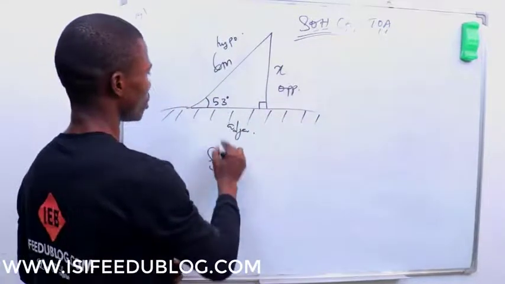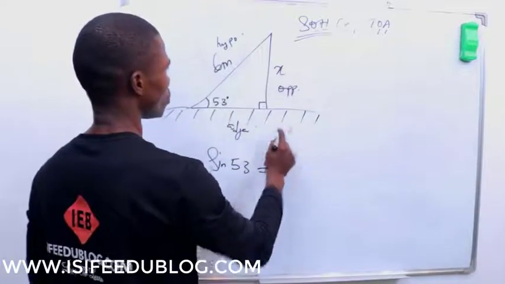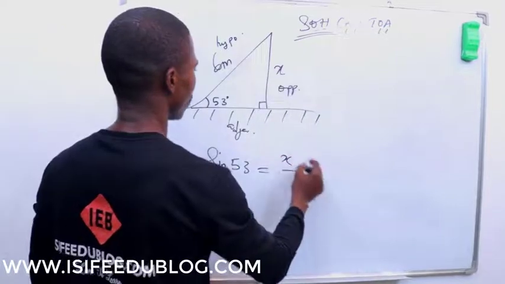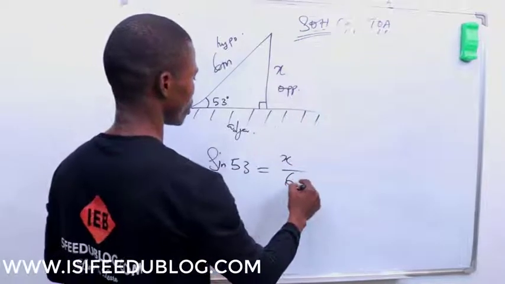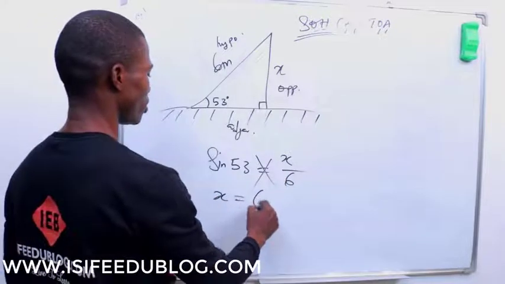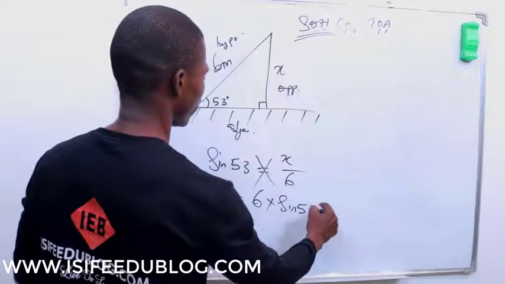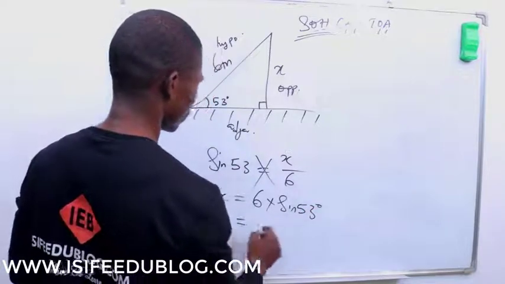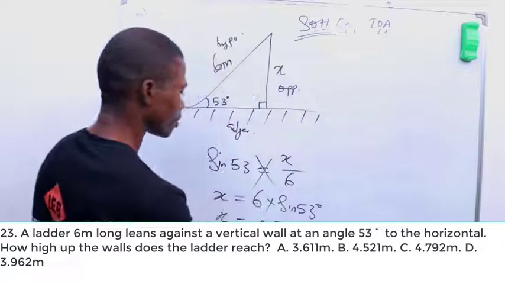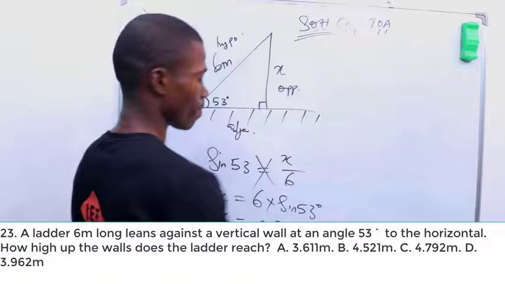So sine of our angle, 53 degrees, is equal to opposite over hypotenuse. Where is our opposite? x over what? Hypotenuse is 6. So all we need is cross multiply and make x subject of formula. This is 6 times sine 53 degrees. So our answer is 4.79 meters. Option number C.